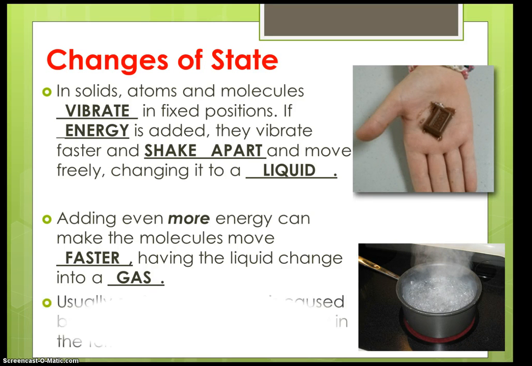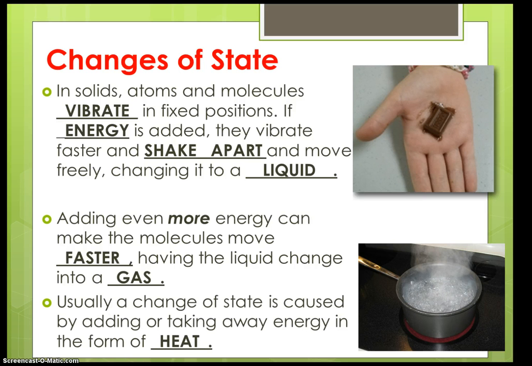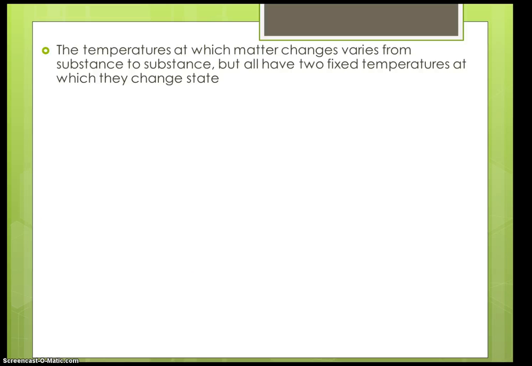So what is it that makes this energy? Well, usually a change of state is caused by adding or taking away energy in the form of heat. That's why the candy bar melts and the water boils. It's because of the addition of heat. The temperatures at which matter changes vary from substance to substance, but all have two fixed temperatures at which they change state.